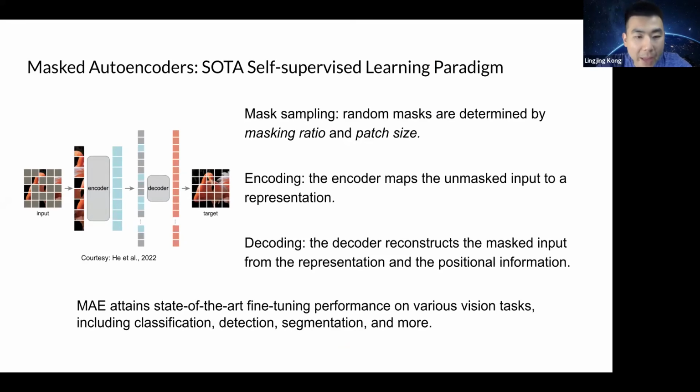We feed the unmasked patches into the encoder, which is often a vision transformer, to obtain the representation of the image. With this representation, the decoder predicts the missing patches masked out at the beginning. MAE pre-trained encoders can be fine-tuned for various vision tasks, including classification, detection, image segmentation, etc., and achieve state-of-the-art performances consistently.